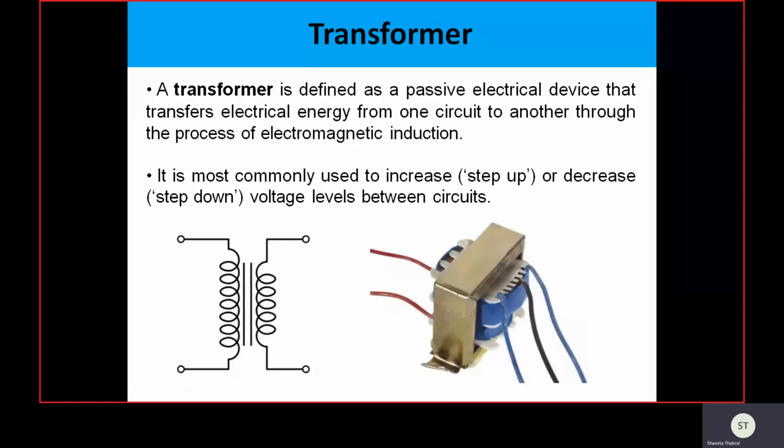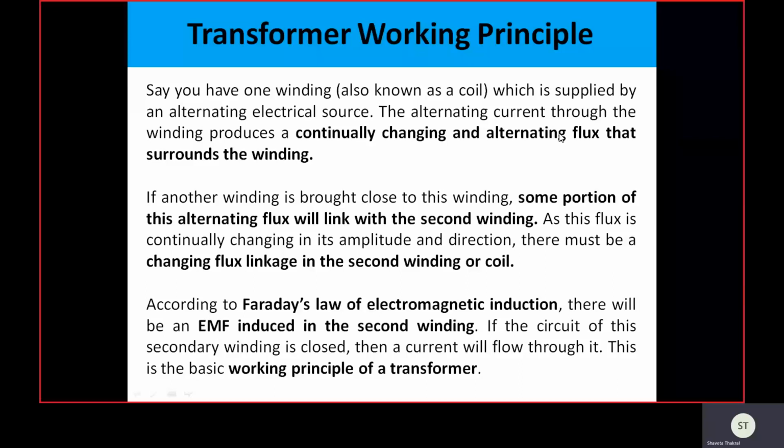wave rectifier. So how does a transformer work? As we have discussed, in the transformer we have two types of winding, the primary winding and the secondary winding. To the primary winding we supply the alternating electrical source. When the AC signal is supplied on the primary side and the AC current passes through the primary winding, it produces a continuously changing, alternating flux that surrounds the winding. If the secondary winding is brought closer to this winding, some portion of this alternating flux will link with the secondary winding.